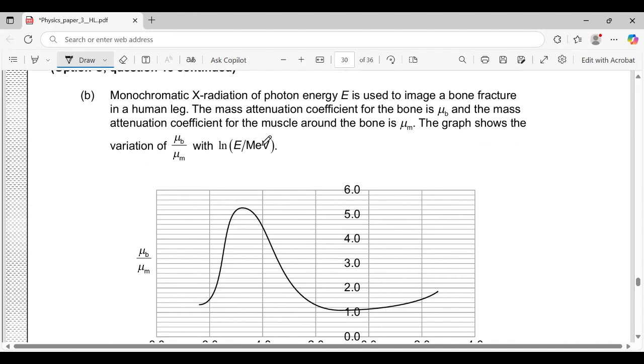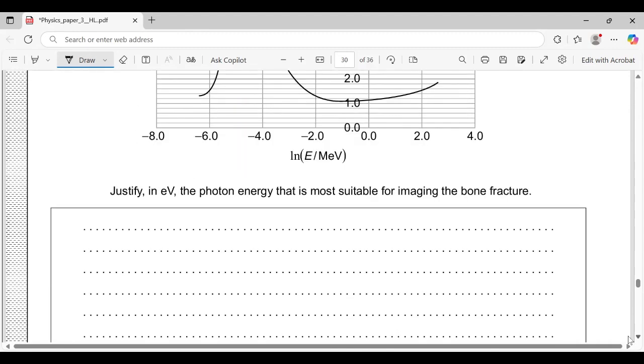in MeV, mega electron volt, this one. And this is the graph. Justify in electron volt the photon energy that is most suitable for imaging the bone fracture. Okay.